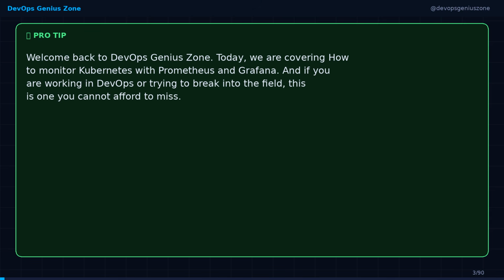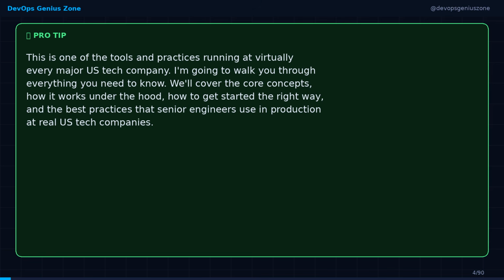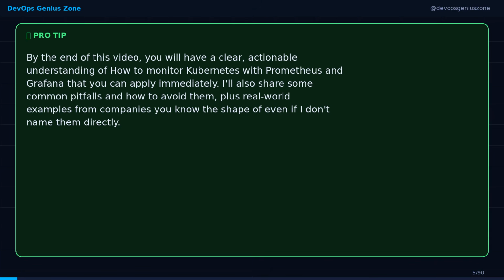We'll cover the core concepts, how it works under the hood, how to get started the right way, and the best practices that senior engineers use in production at real US tech companies. By the end of this video, you will have a clear, actionable understanding of how to monitor Kubernetes with Prometheus and Grafana that you can apply immediately. I'll also share some common pitfalls and how to avoid them, plus real-world examples from companies you know the shape of even if I don't name them directly.